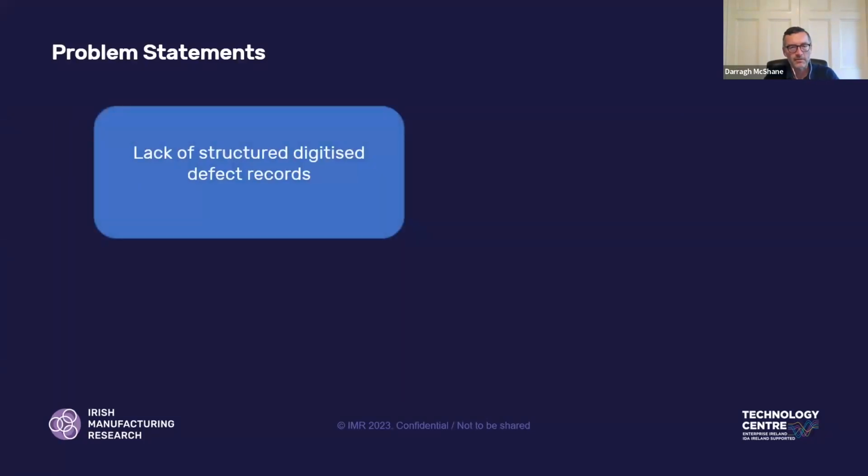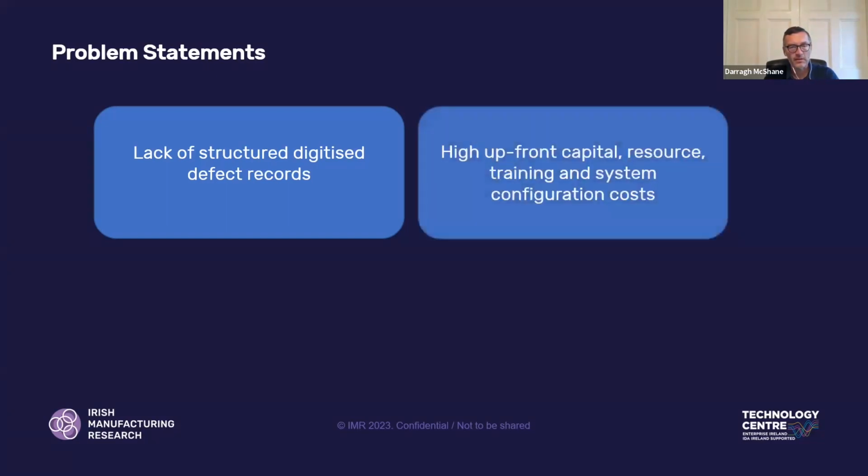The first problem statement was a lack of structured digitized defect records. The good news is that companies are capturing defect records. The problem is the lack of structure, as they reported. In a lot of cases, companies were capturing this data in paper format. Other companies were capturing it digitally, but it was being ported into a database, and there was significant overhead required to pull that information out of the database and generate meaningful insights. So that was a significant challenge.